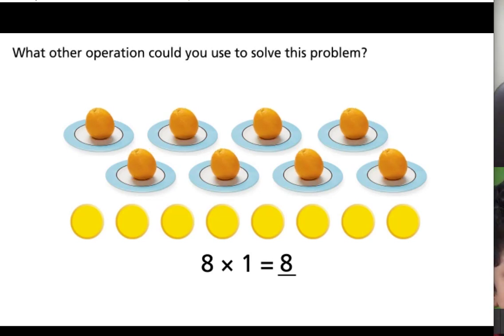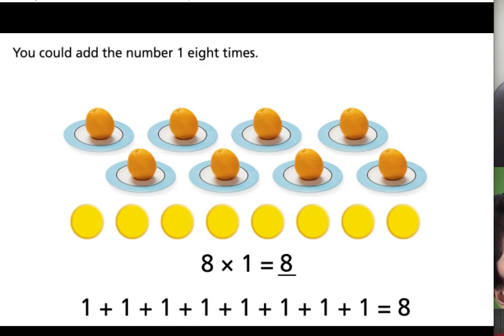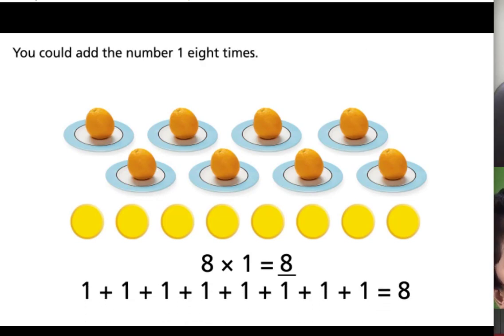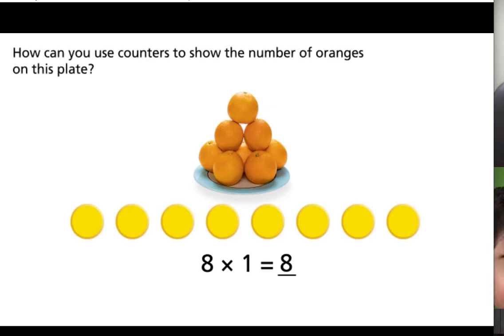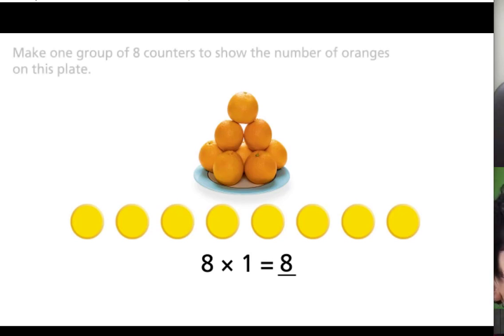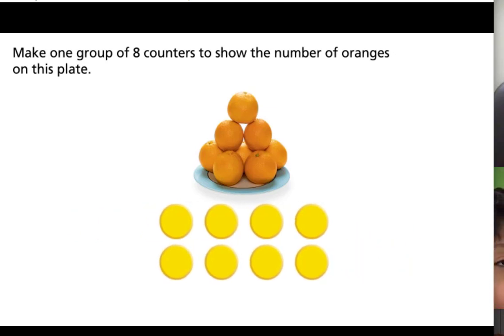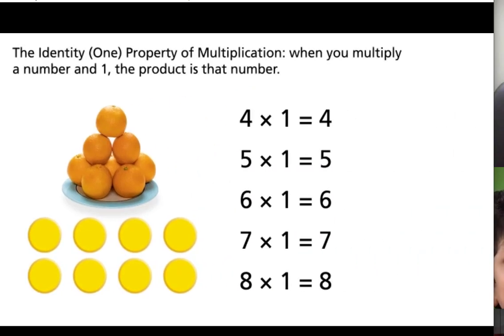What other operation could you use to solve this problem? You could add the number 1 8 times. If Kira had one plate containing 8 oranges, she would have 8 oranges. How can you use counters to show the number of oranges on this plate? Make one group of 8 counters. The identity, 1, property of multiplication: when you multiply a number and 1, the product is that number.